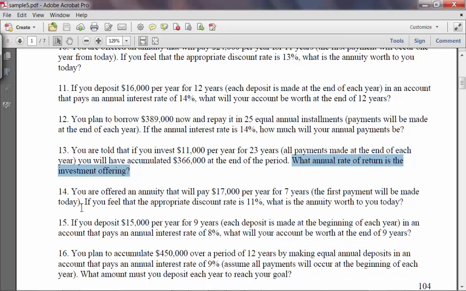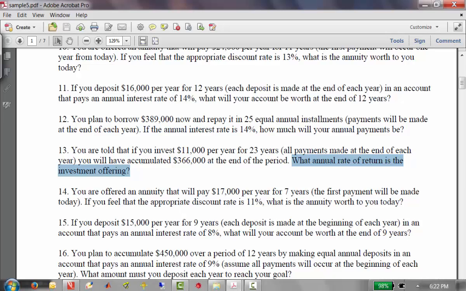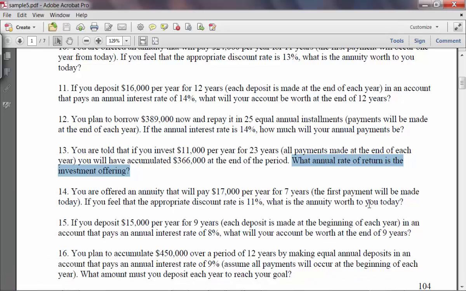Let's do number 14. You are offered an annuity that will pay $17,000 per year for 7 years. The first payment will be made today. So the payments are made at the beginning of every period, the beginning of every year. You feel that the appropriate discount rate is 11%. What is the annuity worth to you right now?